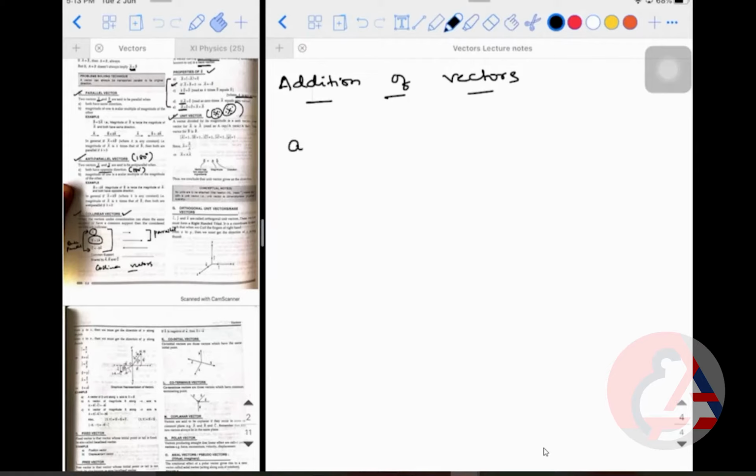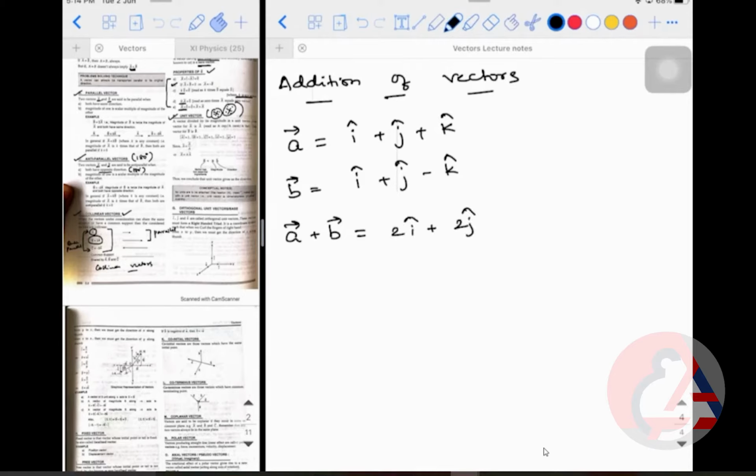Suppose I have a vector a equal to i cap plus j cap plus k cap, b vector is equal to i cap plus j cap minus k cap. If I ask you a question, what is a vector plus b vector, what will you do? What do you think the answer will be? Anybody? 2i cap plus 2j cap. And what will happen to k cap? It gets cancelled.